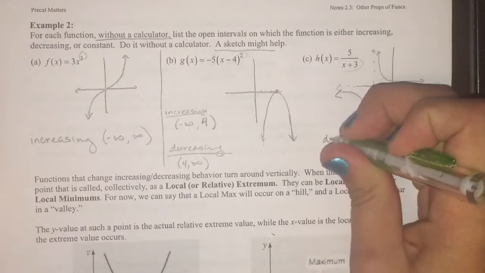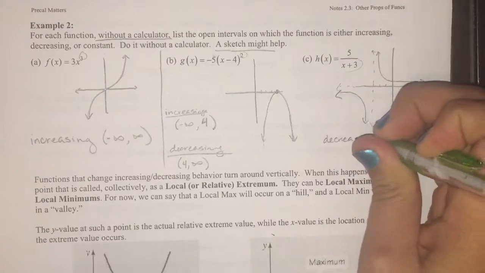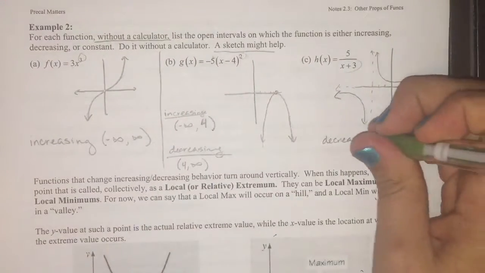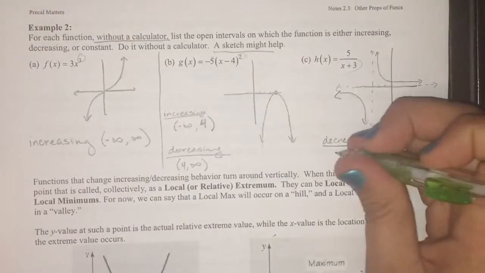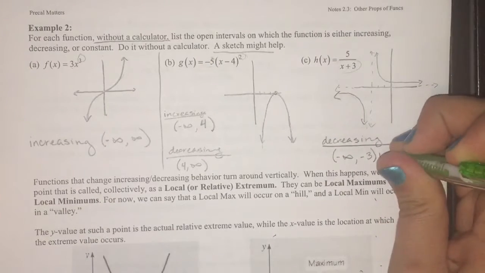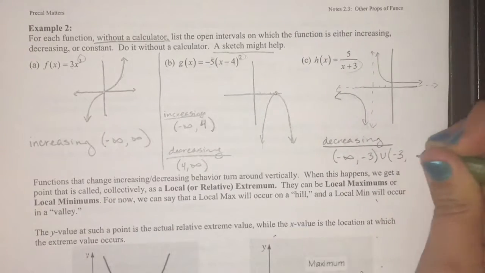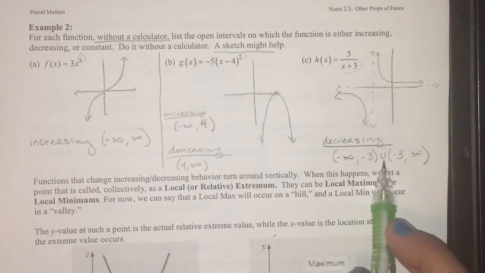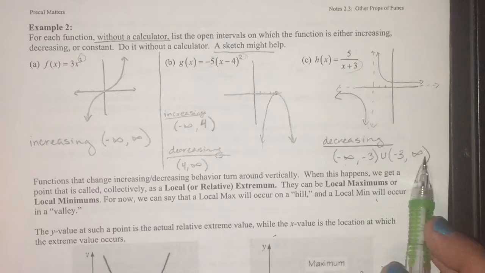So we're going to say that it decreases, or decreasing, I guess, is what they said to use. So decreasing from negative infinity to -3, where it doesn't exist, and then from -3 to infinity. So from negative infinity to -3, and from -3 to infinity.